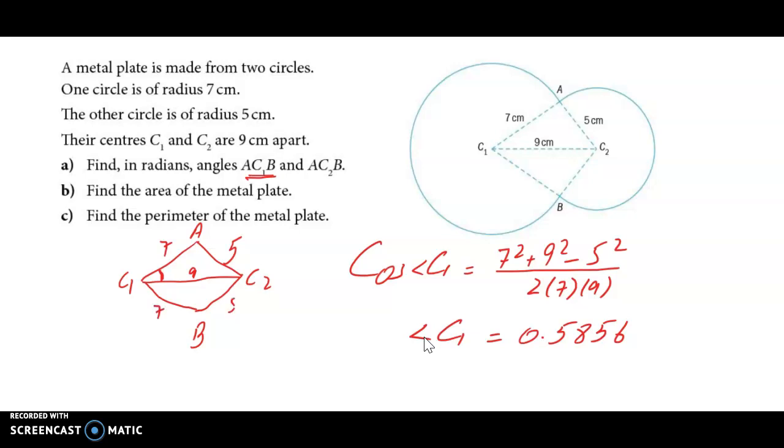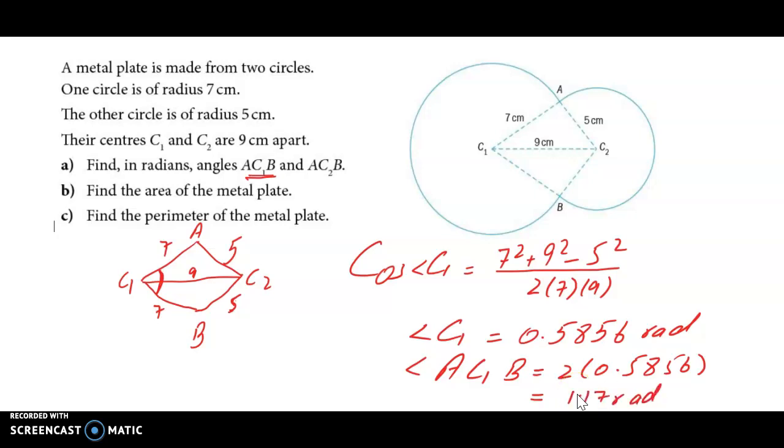So we already know this angle, and since this is a similar triangle, this is also 5, this is 7, and this is 9. If we double the angle, we will get this one. That means angle AC1B will be 2 times 0.5856 radians, and that will be equal to 1.17 radians. So the first part, finding angle AC1B, we are done.